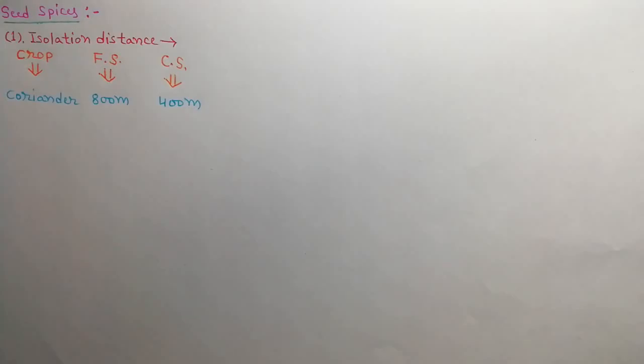Isolation distance may vary depending upon the percentage of cross-pollination. Coriander is a cross-pollinated crop, hence isolation of 800 meter for foundation seed and 400 meter for certified seed production is required. Fenugreek is a highly self-pollinated crop, so isolation of 50 meter for foundation seed and 25 meter for certified seed production is required.